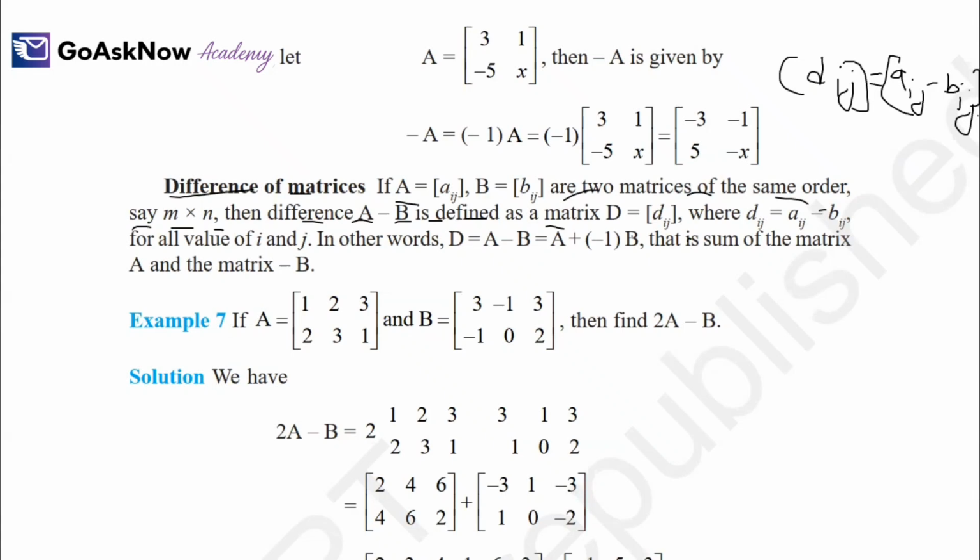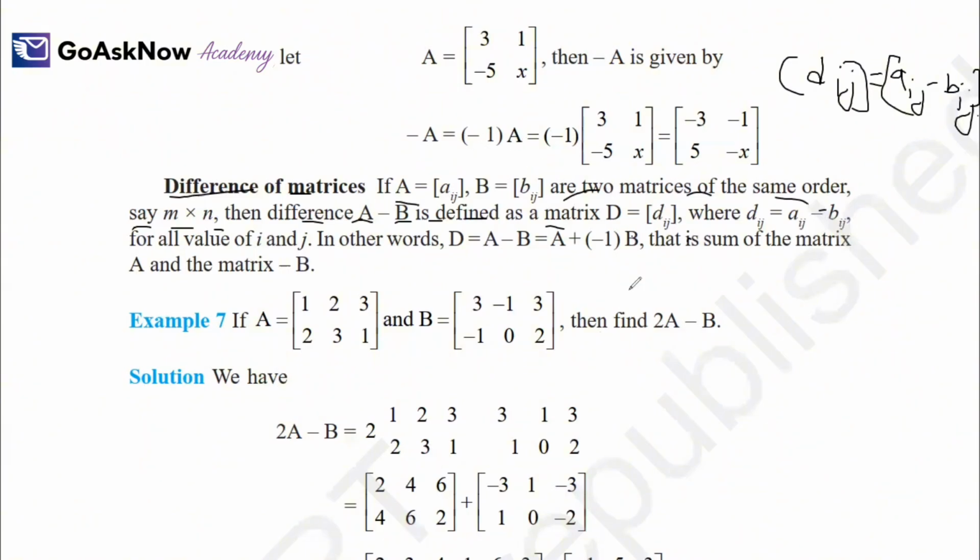Now see Example 7 here. If A is equal to [1, 2, 3; 2, 3, 1] and B is equal to [3, minus 1, 3; minus 1, 0, 2], then find 2A minus B. How to approach this question? Just multiply A by the scalar 2, so you multiply the A matrix throughout by 2. Then take the negative of the B matrix and add 2A plus minus B, and you will get the answer. I will do this for you.